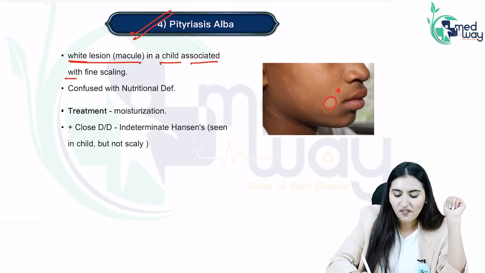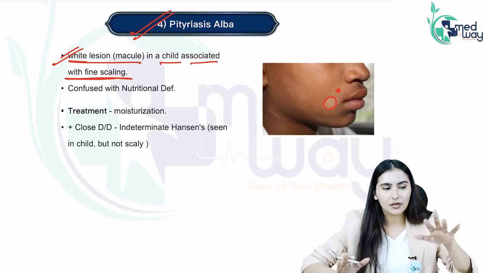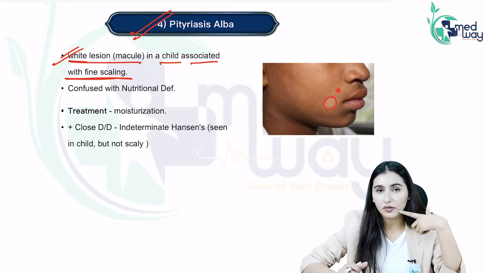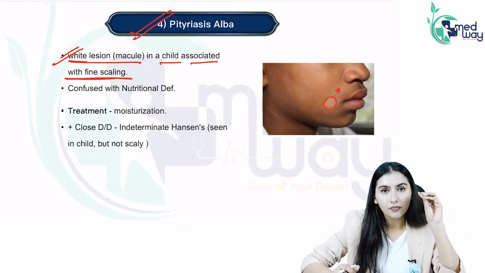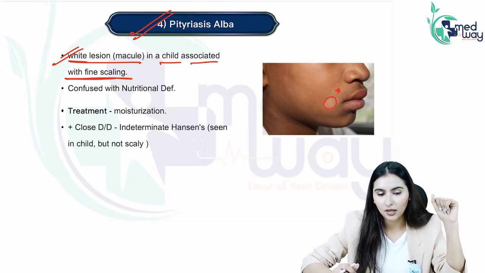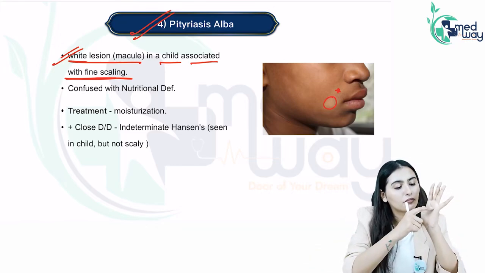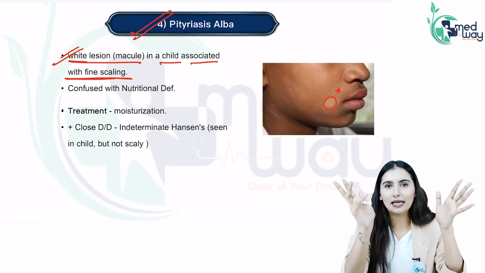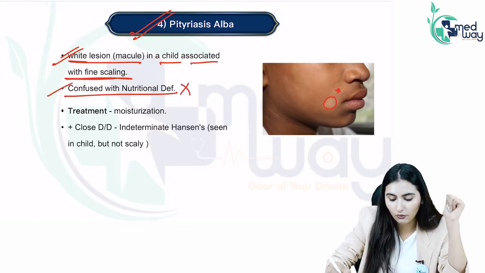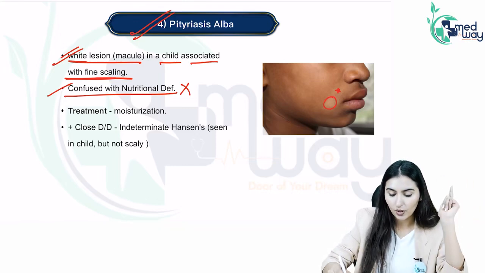Along with that, there is fine scaling. Okay? So what happened? There was a child, maybe 5, 6, 7 years old. On the face, usually it happens on the face, they have a white lesion, basically a macule, but it is associated with fine scaling. So even if you do it with the finger, there's going to be very, very fine scaling. Sometimes people think that it is a nutritional deficiency. It is not even a nutritional deficiency. Sometimes people confuse it with vitiligo. It is not vitiligo.